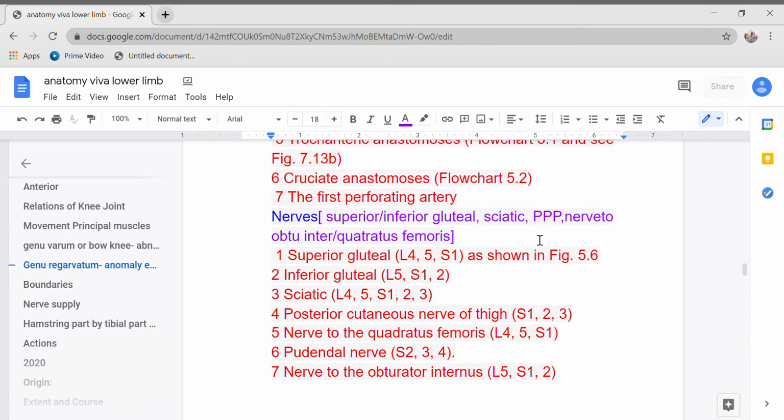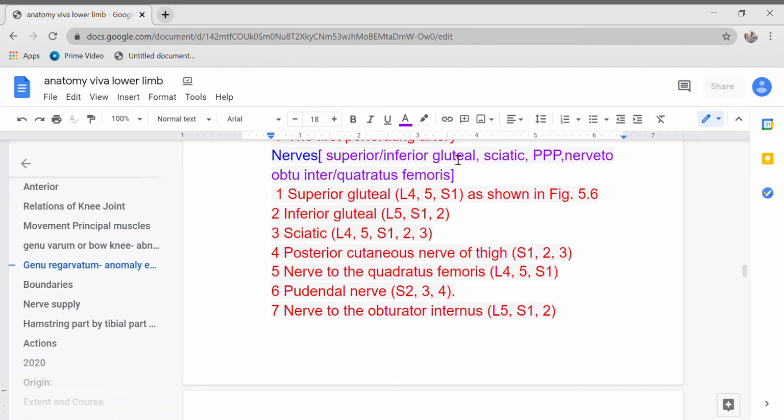So next are the nerves. Superior and inferior gluteal nerve, sciatic nerve. Then you have all the three P's: one P is for pudendal nerve, another P is for posterior cutaneous nerve of thigh, and the last P is for perforating cutaneous nerve. And now the nerve to obturator internus and the nerve to quadratus femoris. So superior and inferior gluteal nerve, PPP which is for the perforating cutaneous, pudendal nerve, posterior cutaneous nerve of thigh, sciatic nerve, nerve to quadratus femoris and obturator internus.